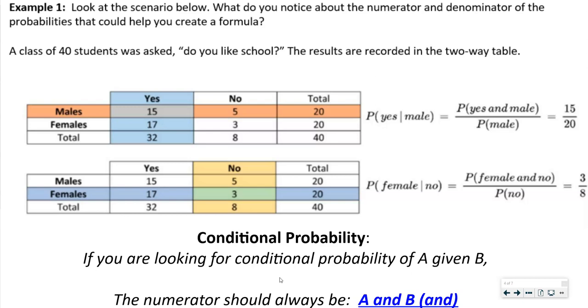It says a class of 40 students was asked, do you like school? The results are recorded in a two-way table. So we have our males, we have our females, and we have our yes, we like school, no, we don't like school, right? And then we have our totals.